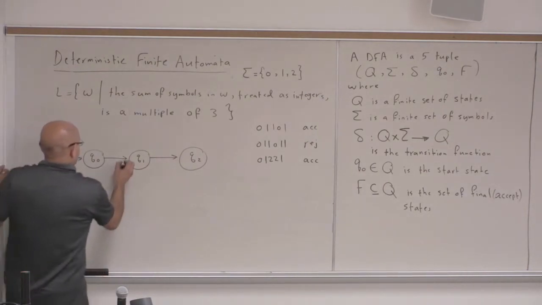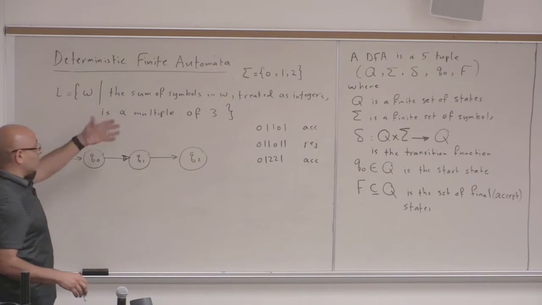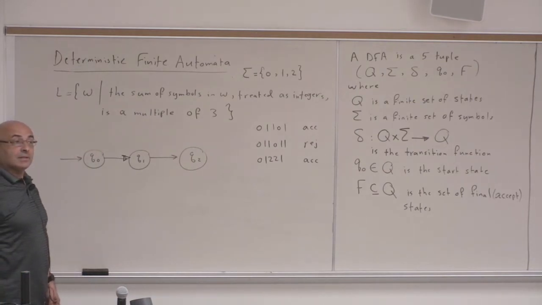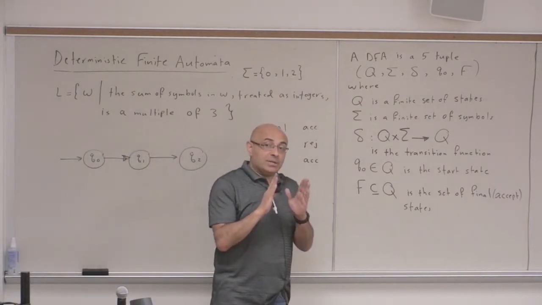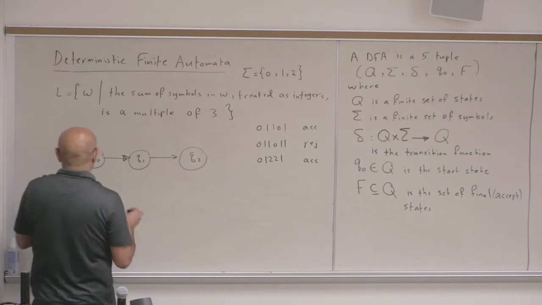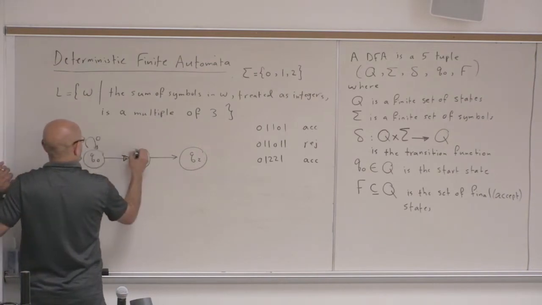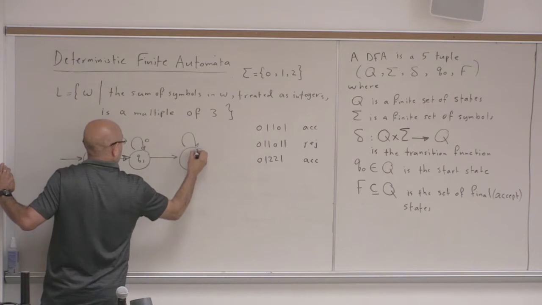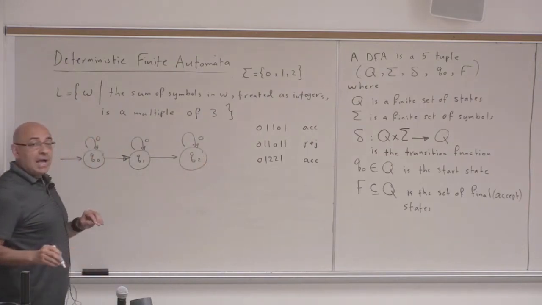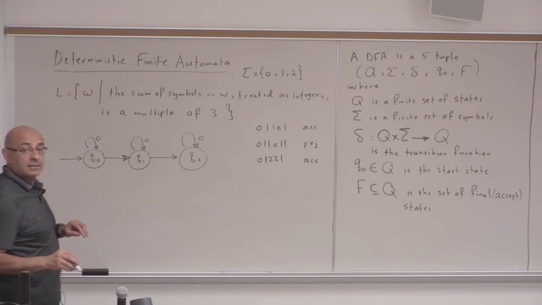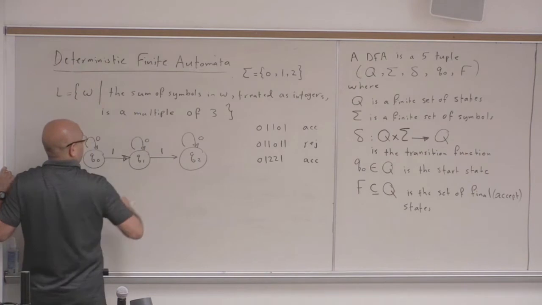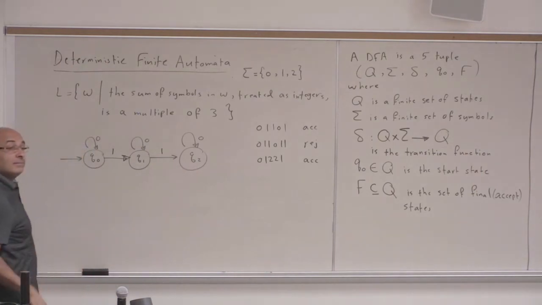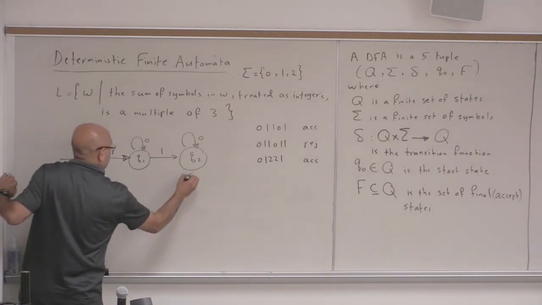Now, what should happen on a 0? It stays in the same state. The property I'm looking for is a sum, and 0 doesn't change the sum, so 0 will always keep it in the same state. Now, what will happen if I get a 1? You advance. 1 adds 1 to the sum. Now what will this 1 do from Q2? It will go back to Q0.